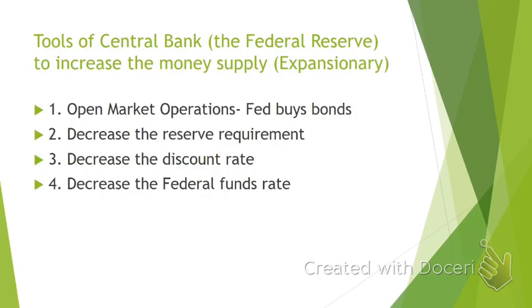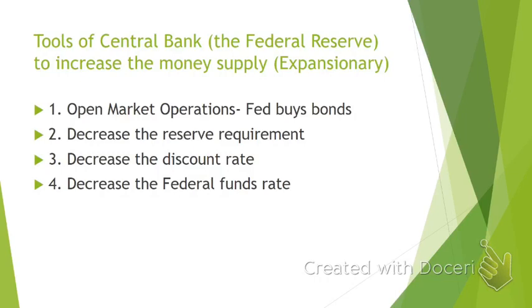They can decrease the reserve requirement, which is how much they require the banks to keep in their reserves. They can decrease the discount rate. That's the rate they directly charge banks to borrow money so that they can keep up to their required reserve. And they can lower the federal funds rate, which is influenced by the discount rate.